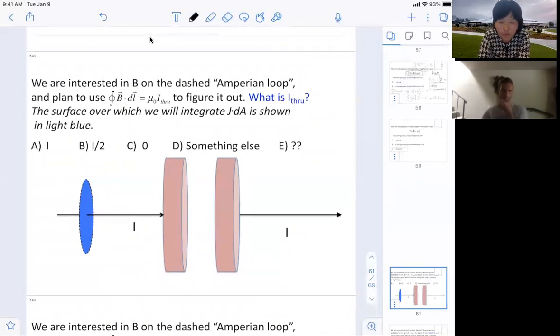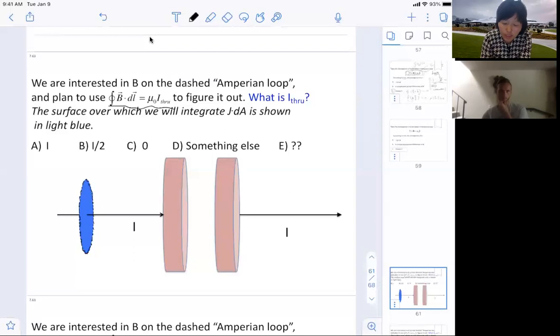So this is a charging capacitor. We're interested in finding B on the Ampere loop. This is our loop. So this is another way for us to see something is wrong with Ampere's law. We have already shown previously what's wrong with Ampere's law by looking at the differential format, right? This is the integral format. We can also demonstrate there's something wrong with Ampere's law using the integral format. So let's look at the first question.